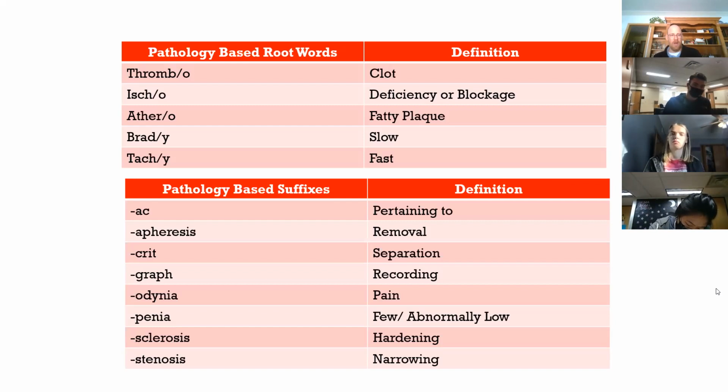-pnea, few or abnormally low. If someone is cytopenic, what do we think that means if they're cytopenic? Any ideas? Someone's cytopenic, what do we think that means? Yeah, Mary, low cell count, very good. They have a low cell count. Few and or abnormally low.